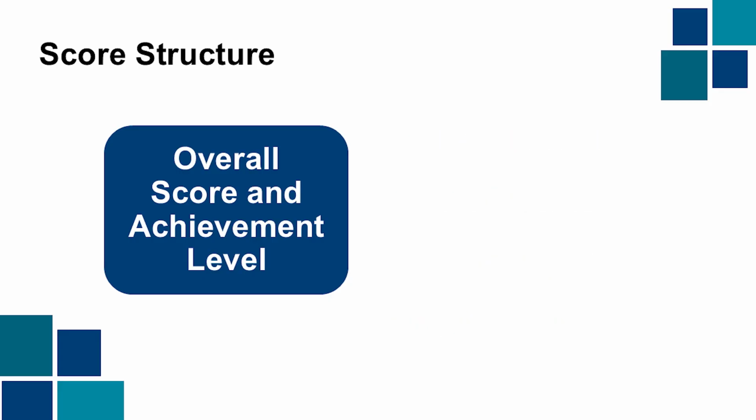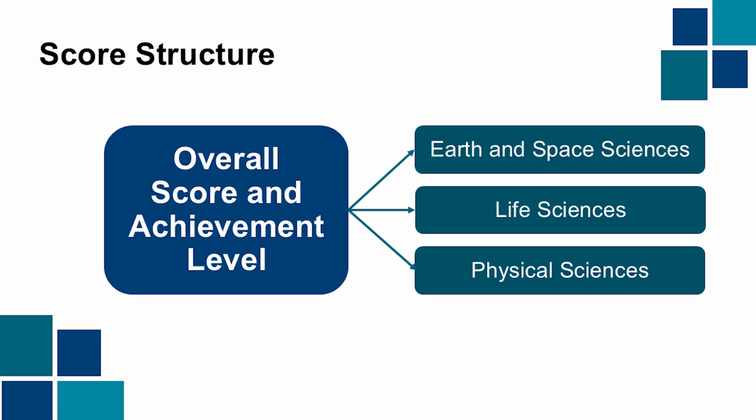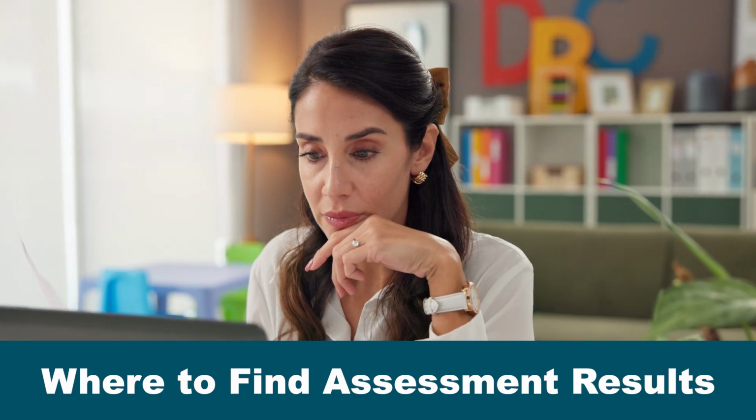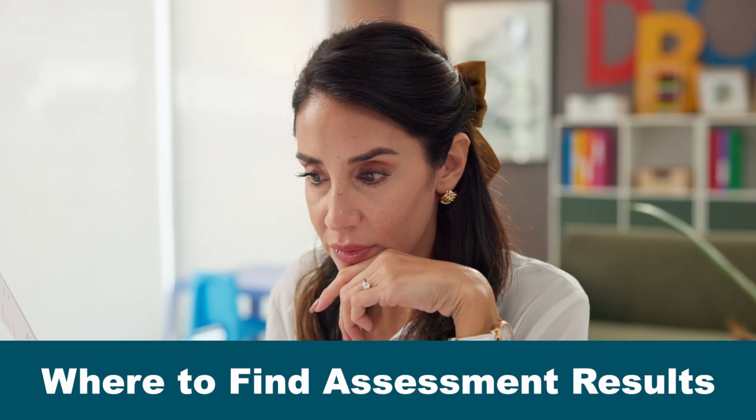The student will also receive information in the 3 science domains: Earth and Space Sciences, Life Sciences, and Physical Sciences. At the domain level, students receive one of the following performance descriptors: below proficient, at or near proficient, and above proficient. Let's look at where to find assessment results.